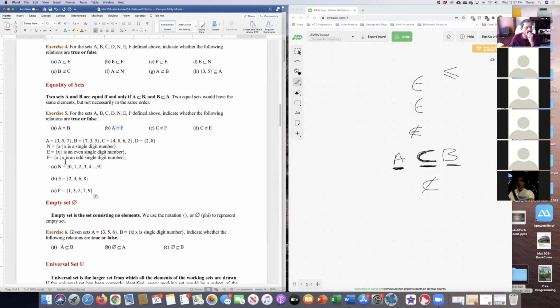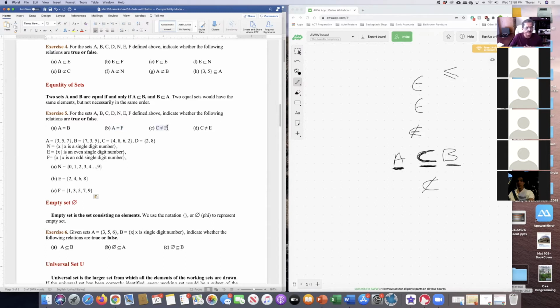F has odd single digit numbers, which would be 1, 3, 5, 7, 9. So A subset of F will be true, but A is not equal to F, right? To be equal, everything in F must be in A as well, which we don't have. So therefore, this is false. A subset of F would be correct, but A equal to F is false.